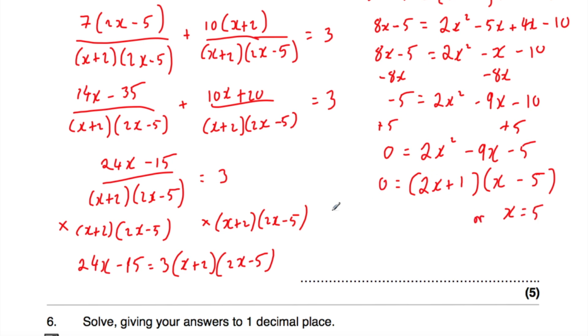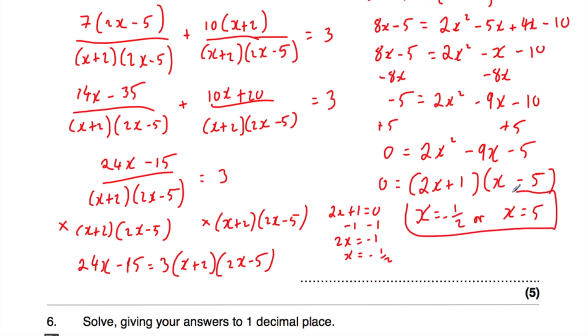We want it to equal 0, so I'm just going to write down a little equation here. 2x plus 1 equals 0. Take away 1 and take away 1, so we're going to get 2x equals minus 1. And then divide by 2, so we're going to get x equals minus a half. That means that either x is equal to minus a half or x is equal to 5. And that's our answer, that x is equal to minus a half or x is equal to 5.